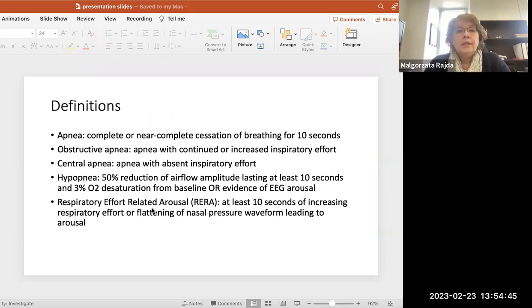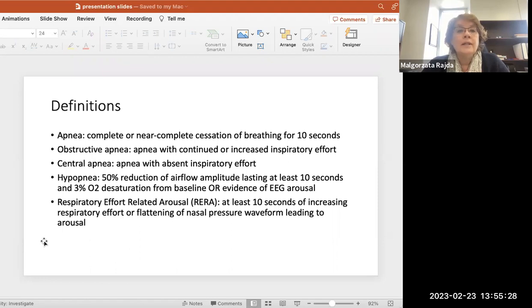We distinguish different types of respiratory events. So when we talk about an apnea, that means that there is a complete cessation of breathing, and we start counting when it's more than 10 seconds. So if anyone here wants to hold your breath and count to 10, you will know how long we will see it on the recording technology. Apneas can be obstructive, where there is closure of the airway and we see continued or even increased effort to breathe. Or we can see central apneas, where the respiration ceases and there is no respiratory effort.